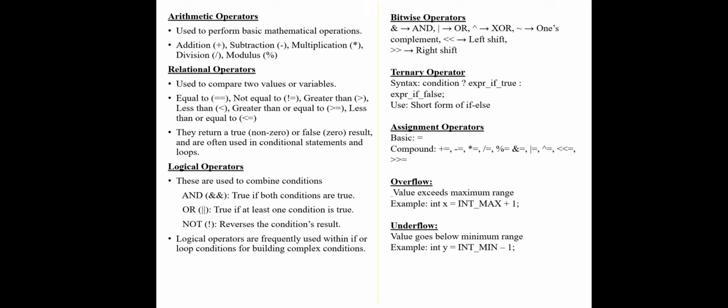Bitwise operators are used to perform operations at the binary level, directly manipulating individual bits of data. They are especially useful in embedded systems and low-level hardware programming. Common bitwise operators include bitwise AND, bitwise OR, and bitwise XOR, one's complement, left shift, and right shift.